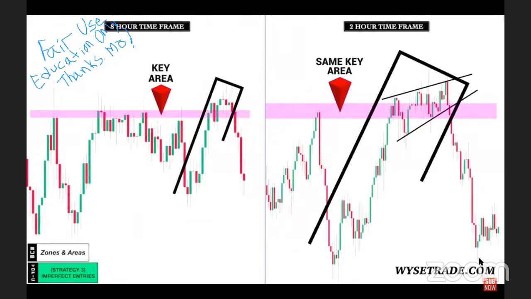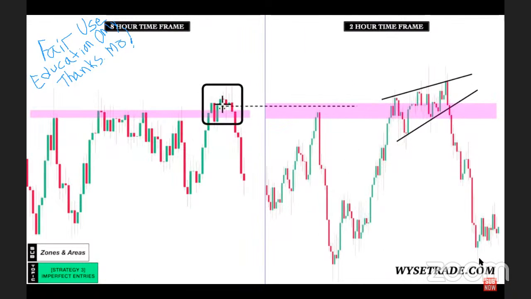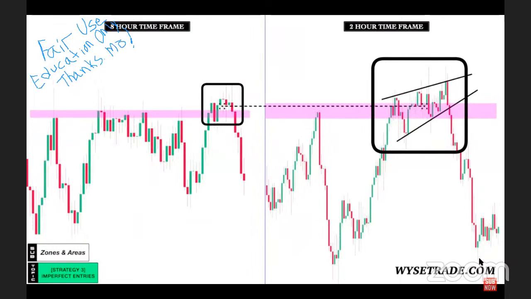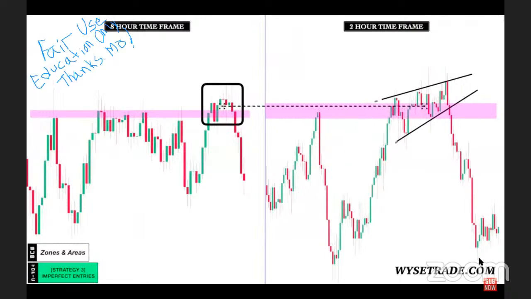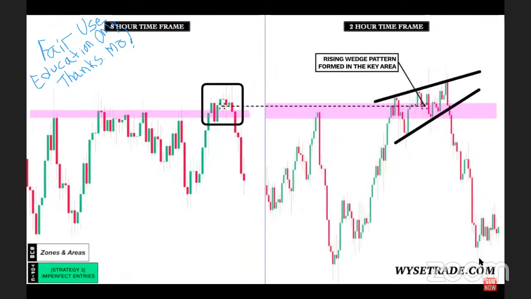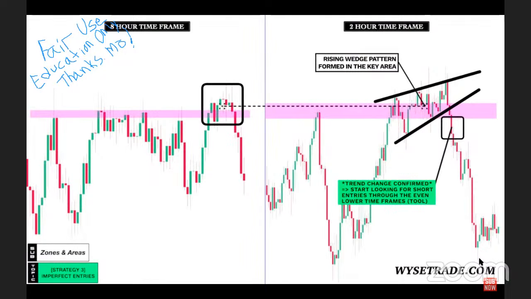Same key level, same uptrend. This area here is this same area here. So inside of the candlesticks, you had a perfect rising wedge form. Once price breaks below with a bearish momentum candle, trend change confirmed. And it's when you would start looking for short trades through the even lower intraday timeframes.